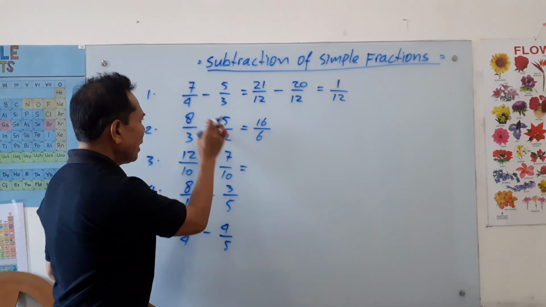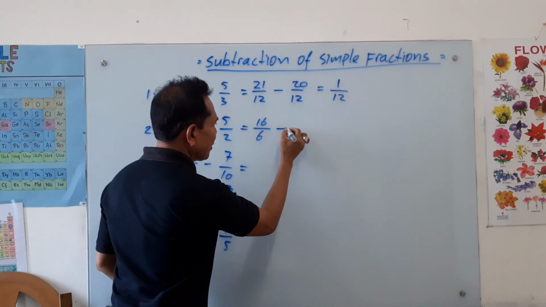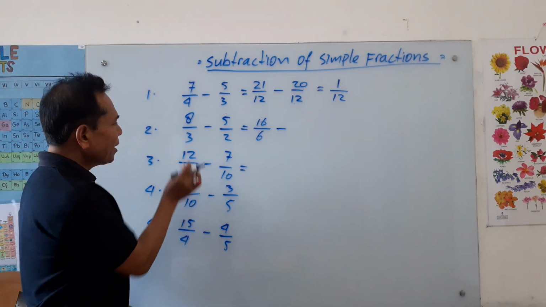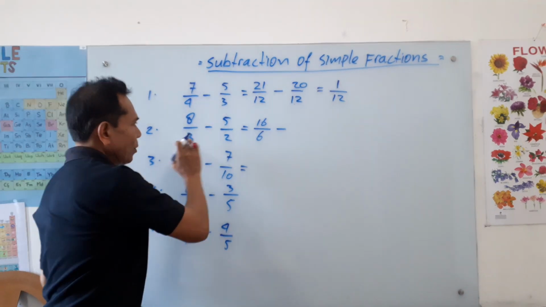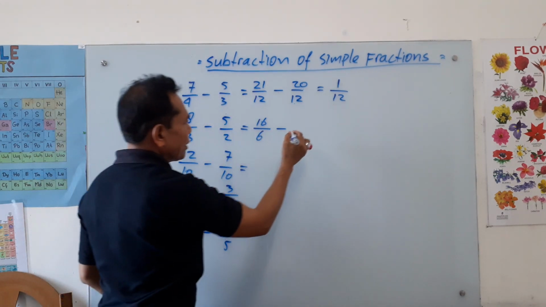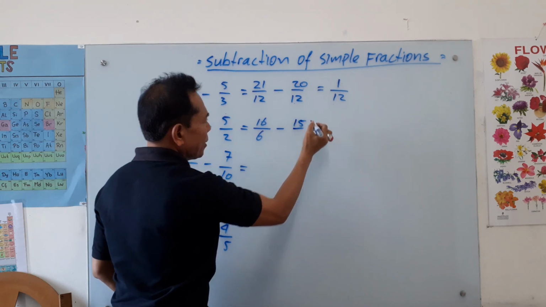Okay? So 2 times 8 is 16. And then this minus here, so we put minus here. Okay? What's next? The next is you take this 3 here, you cross up there to the 5. So 3 times 5 is 15. Okay? So you put here 15.